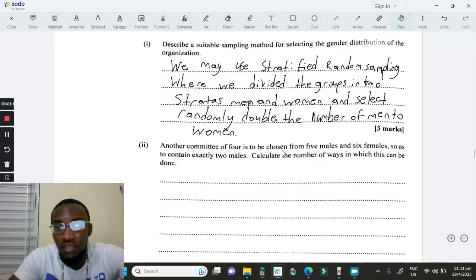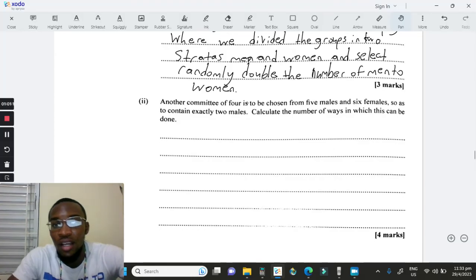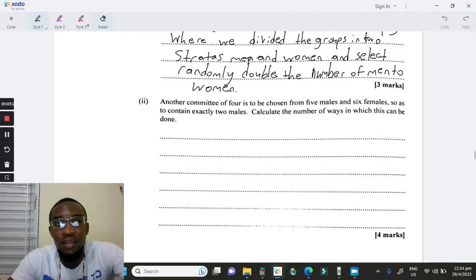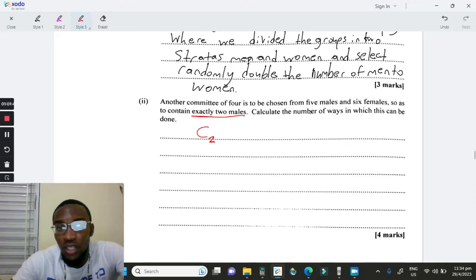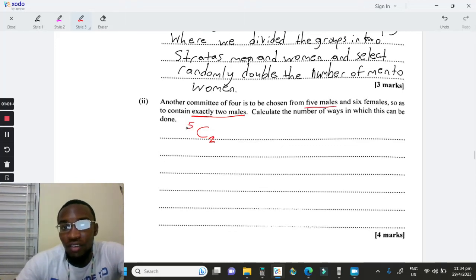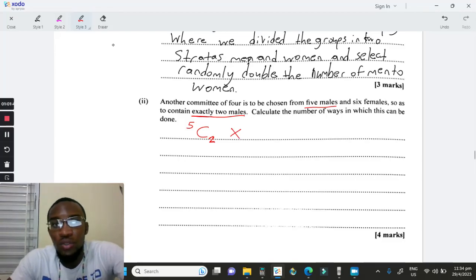Now it says a committee of 4 is to be chosen from 5 males and 6 females, so as to contain exactly 2 males. Calculate the number of ways this can be done. So we need to choose 2 males out of the 5 males, multiplied by, how many persons make the committee? 4. So we need another 2 persons on the committee out of the 6 females.